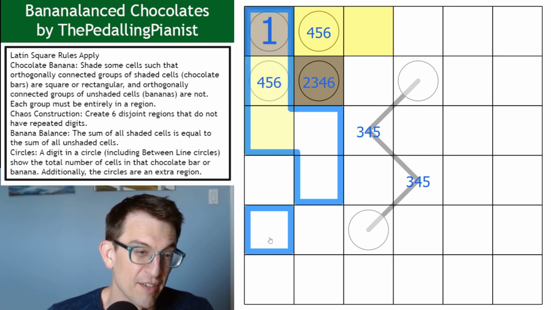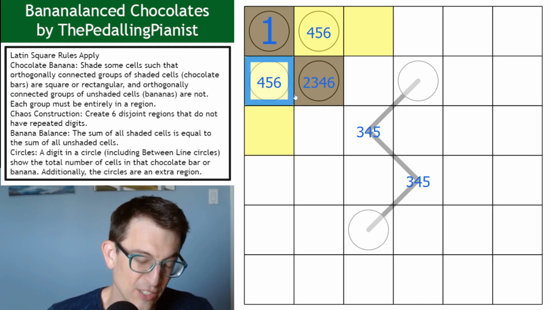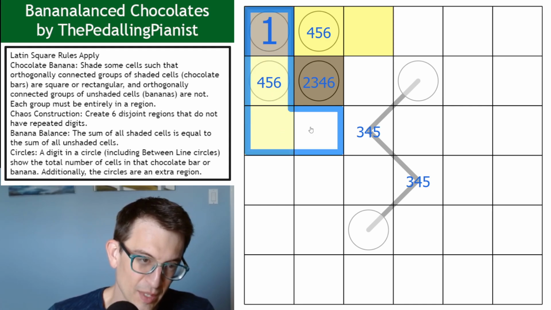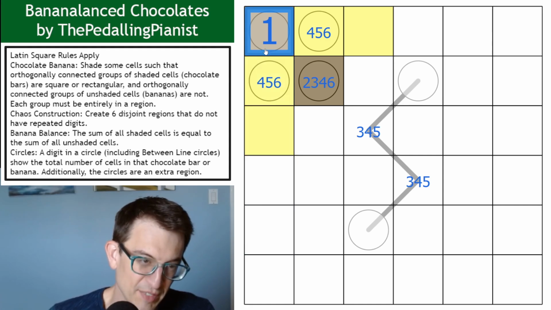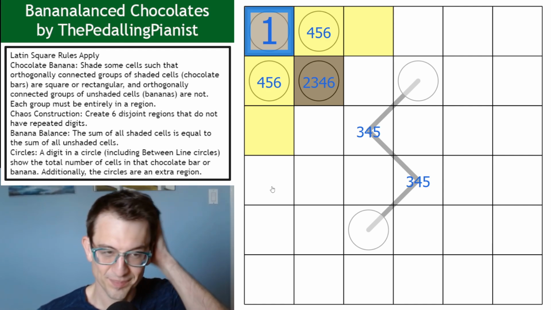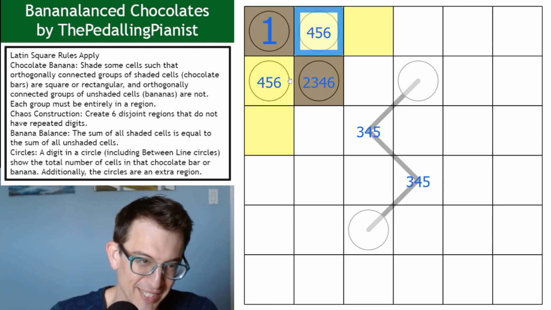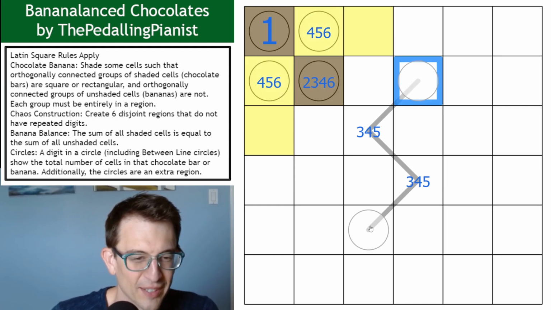I could do 1 and 5, that's very natural. 1 and 4 it's possible, but then I need another 1 by 1 chocolate region, which doesn't have to have a 1 in it. But all that's telling me is at least one of these is not 6, which is not helpful, really. I don't know how to mark anything I just said.